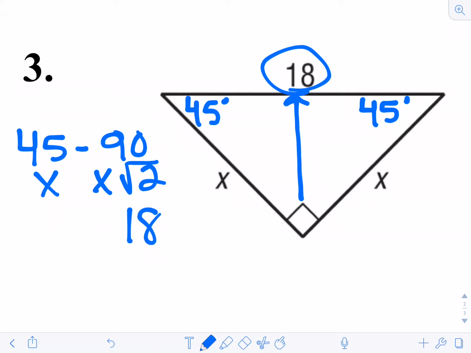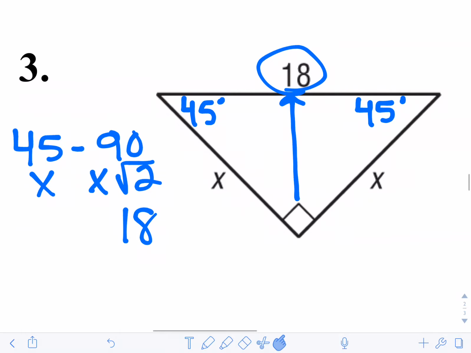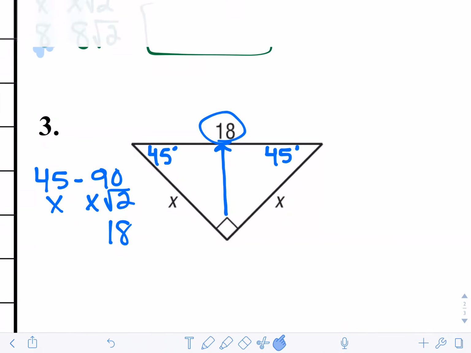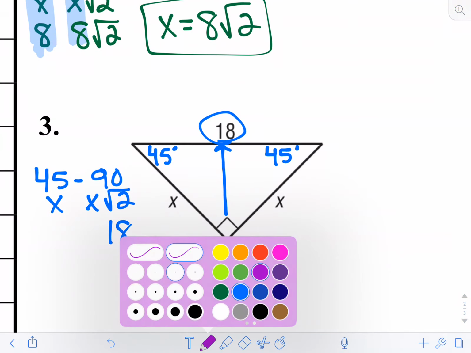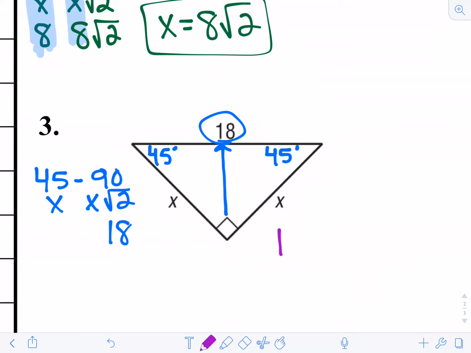So here's the thing. Nothing matches up. There's not a square root of 2 to match up for this one. So what we're going to have to do is what I like to call the shortcut. Okay, so I'm going to do my shortcut over here. Shortcut says you take 18, multiply by the square root of 2, and divide it by 2. Okay, this is your shortcut.